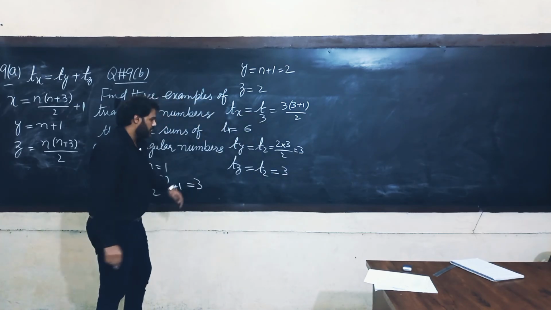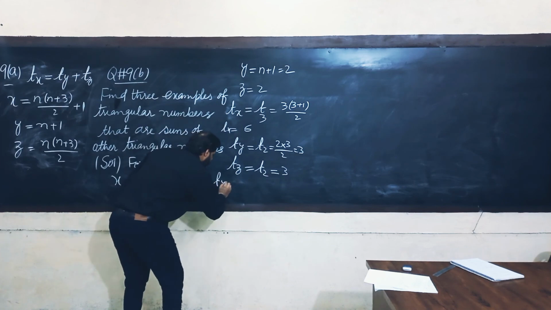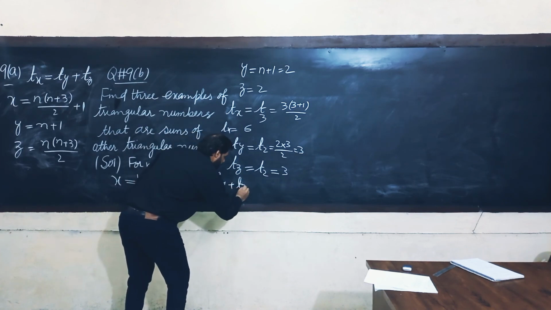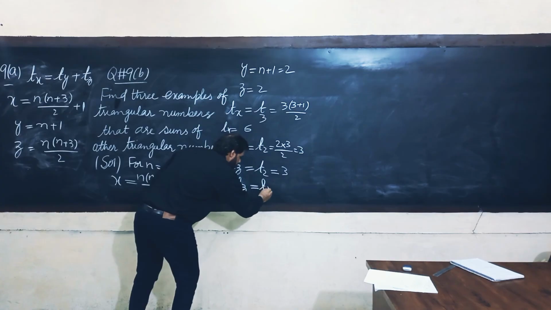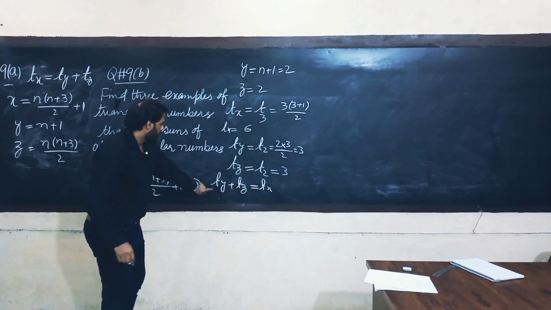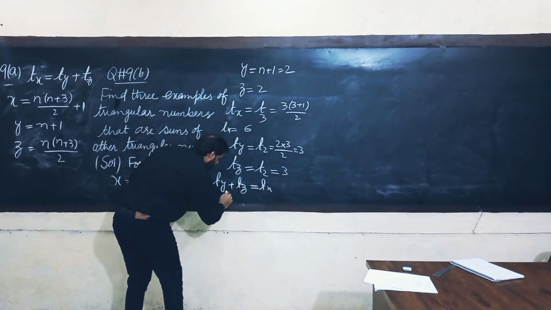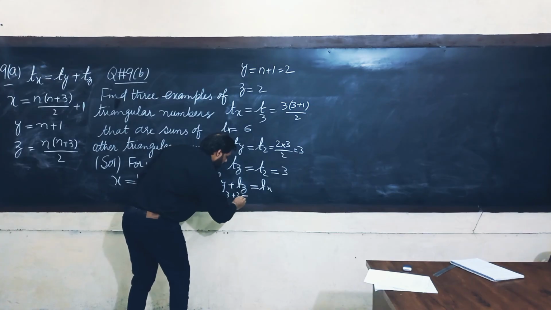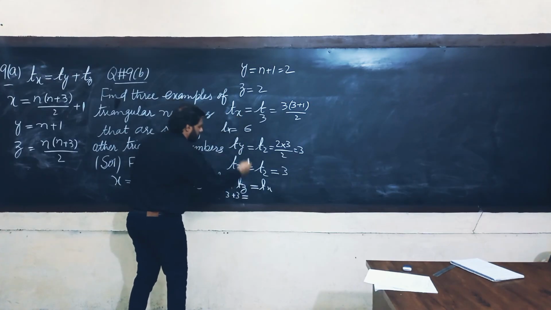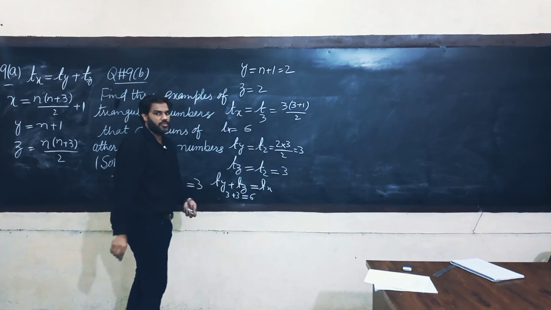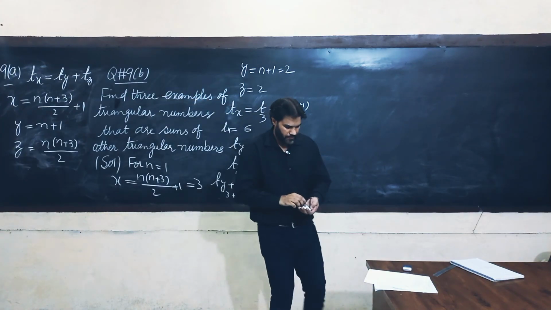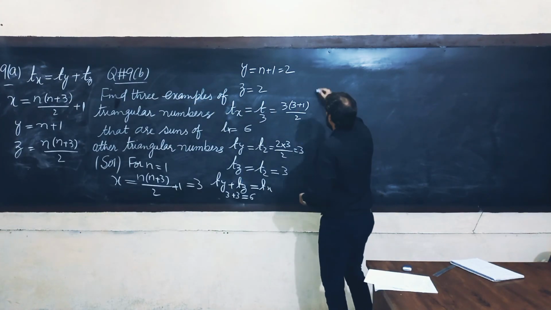So you can verify that here the sum of these two triangular numbers ty plus tz is equal to the third triangular number. Ty is equal to 3, tz is also 3, and tx is 6. 3 plus 3 is equal to 6. This is the first example. Similarly, you can find another example.